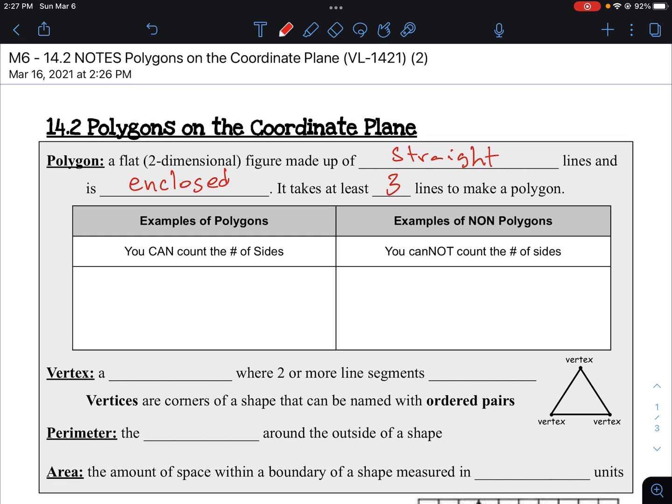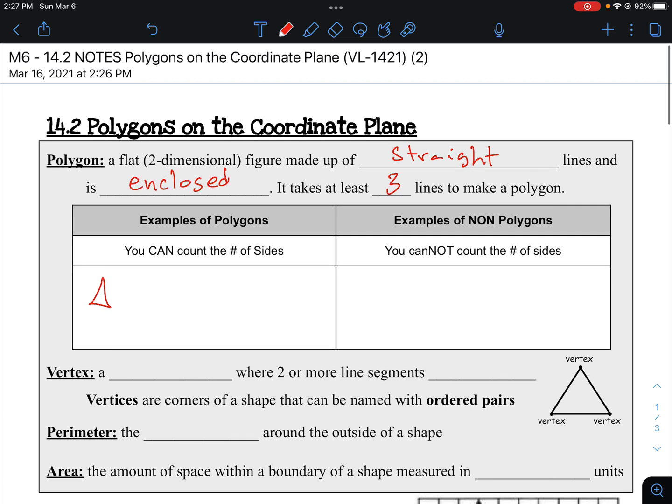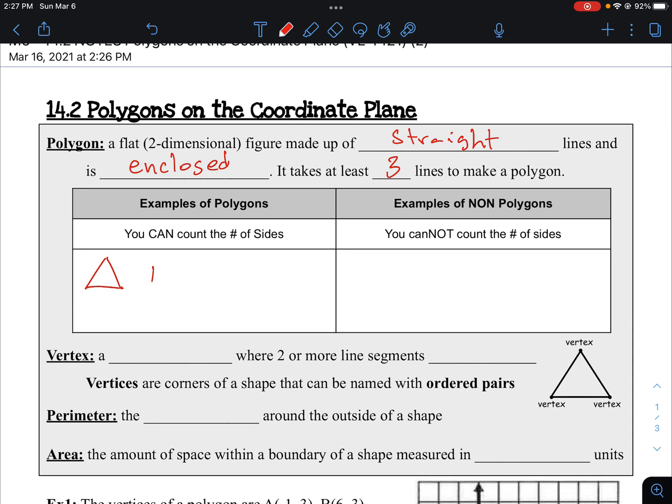So for example, here's a polygon. Trying to make my lines straight. There you go, that's called a triangle. Also a polygon, another polygon, because the lines are straight. You could even have something like this as a polygon. So those are polygons. So what's not a polygon?